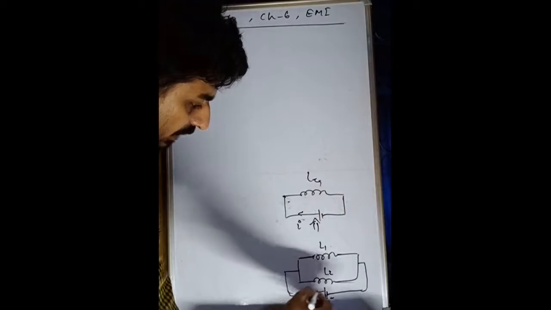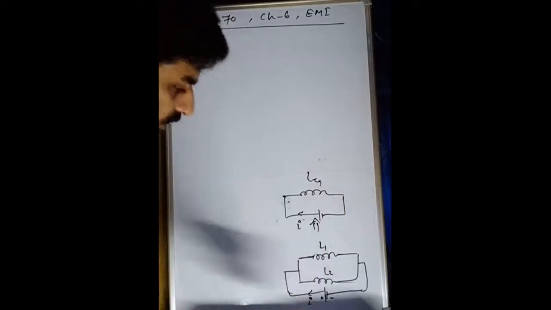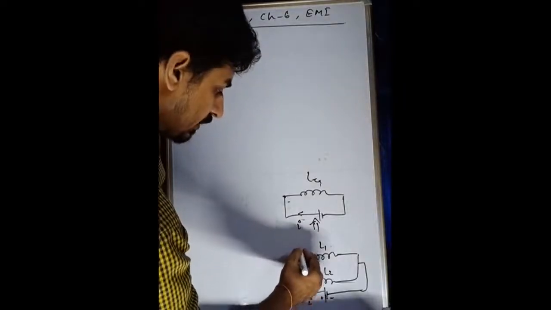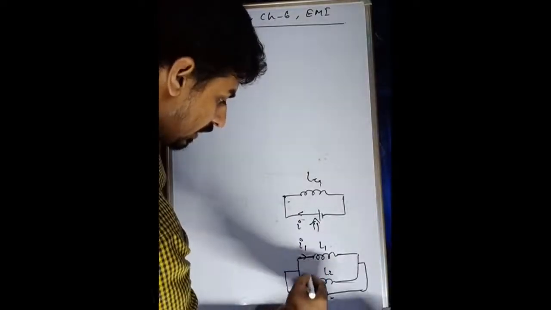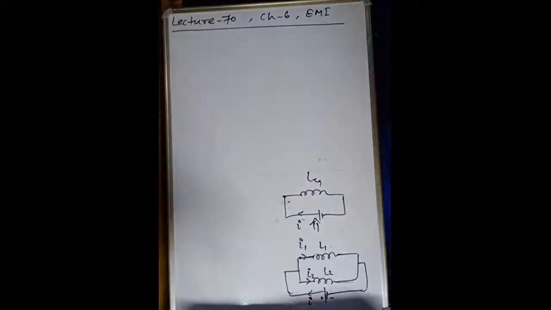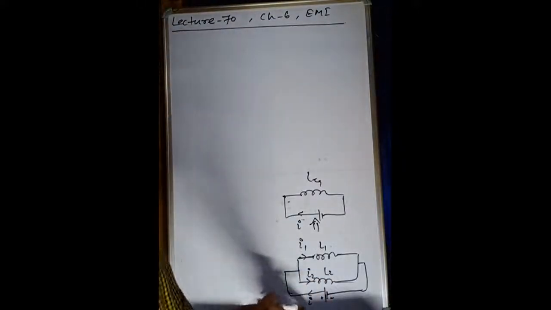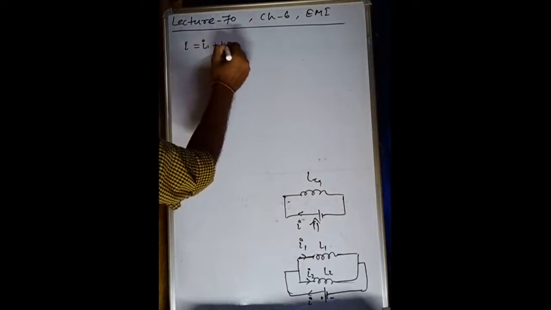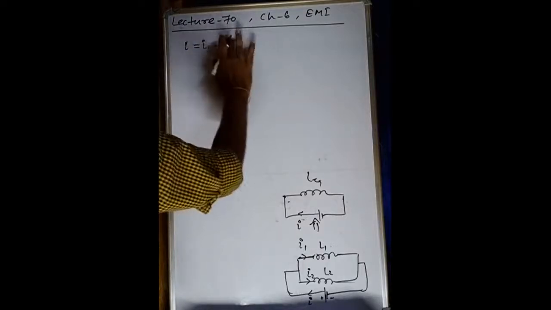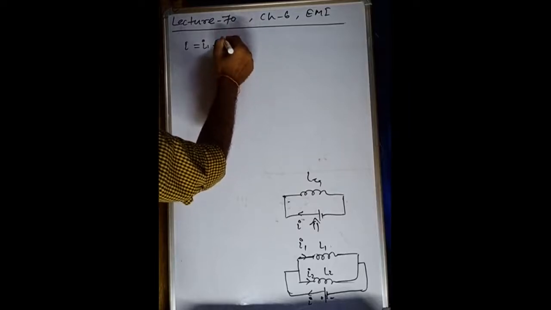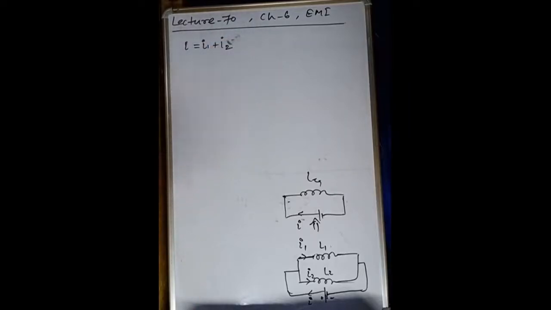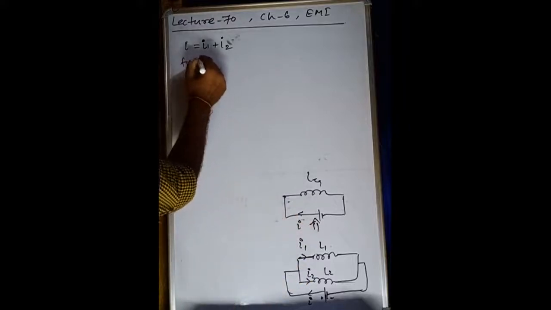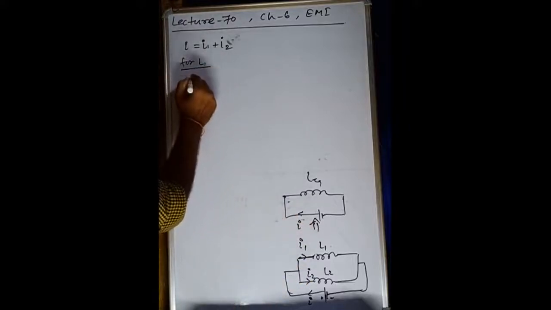What will happen here? The current I drawn from the cell divides into two currents, I1 and I2. Actually this current I is divided into I1 plus I2. Now for each inductor one by one we can write. For L1, what can we write?